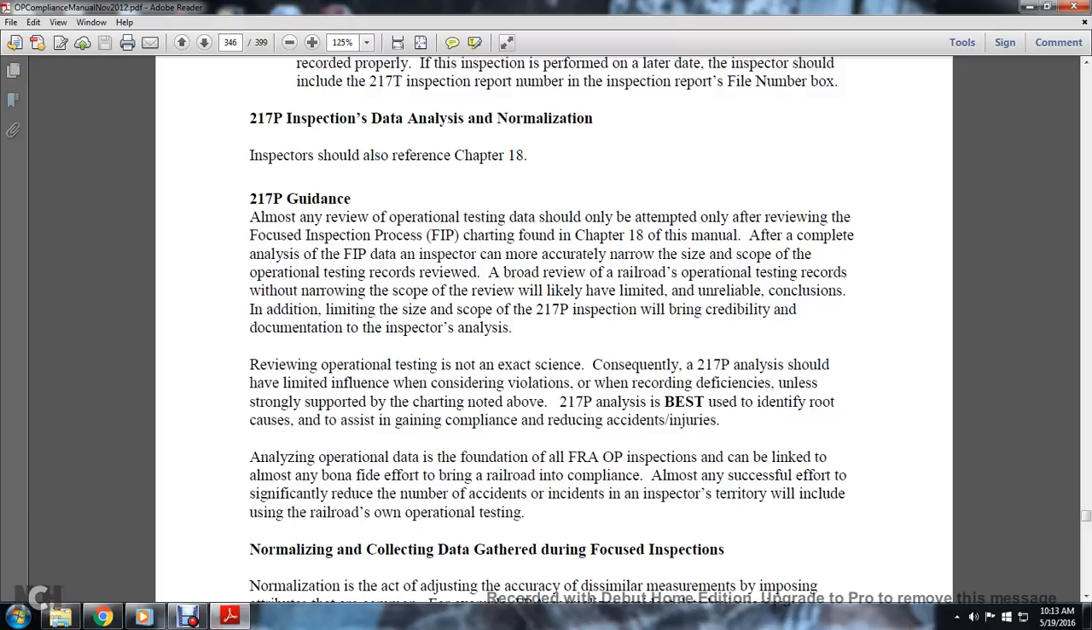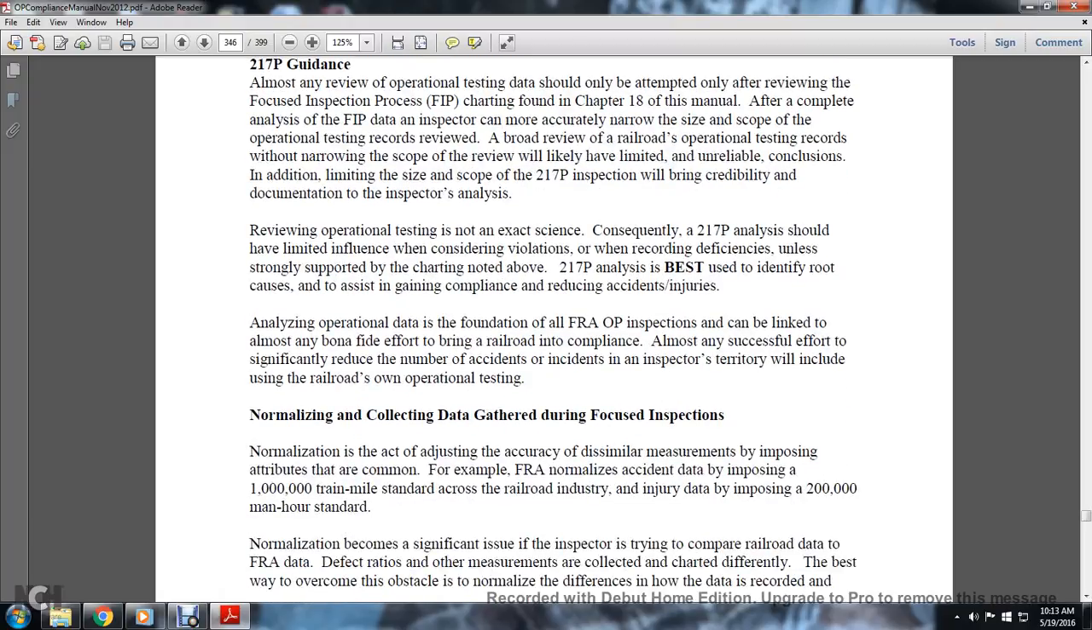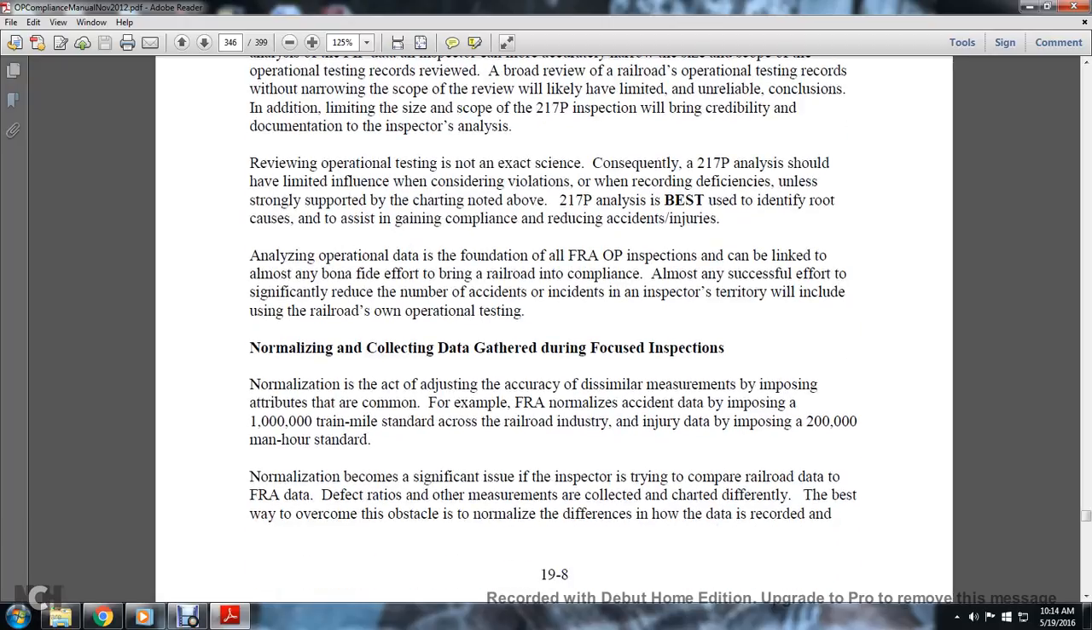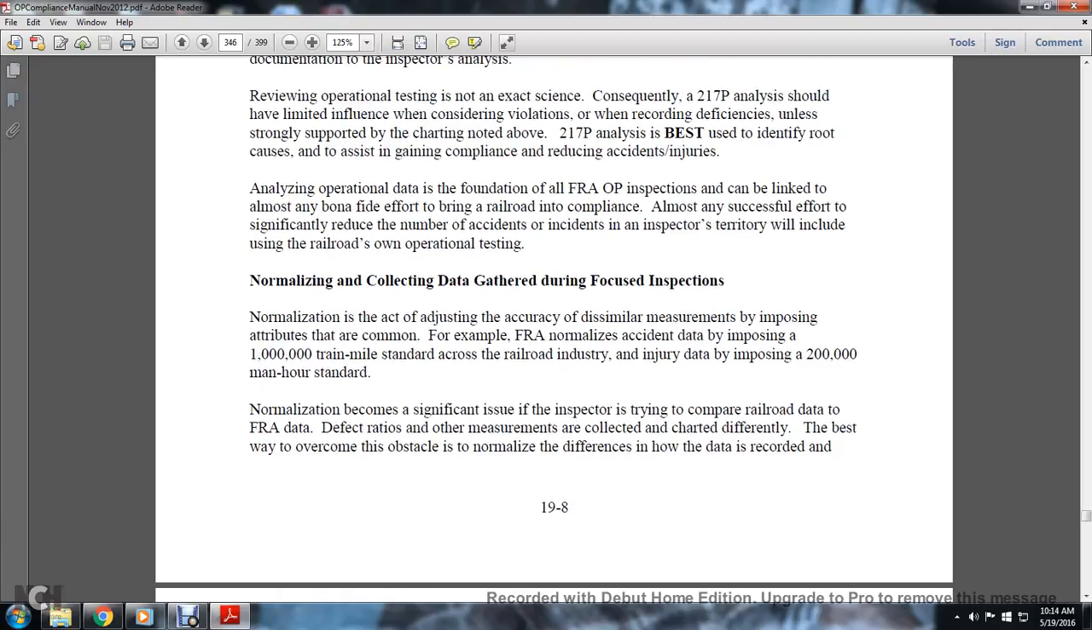A broad review of the railroad's operational testing records without narrowing the scope of the review will likely have limited, unreliable conclusions. In addition, limiting the size of the scope of the 217 inspection will bring credibility to the documentation of the inspector's analysis. Reviewing operational testing is not exactly science. Consequently, 217P analysis should have limited influence when considering violations when recording deficiencies, unless strongly supported by the charted data. The 217P analysis is best used to identify the root cause and assist in gaining compliance, reducing accidents and injuries.